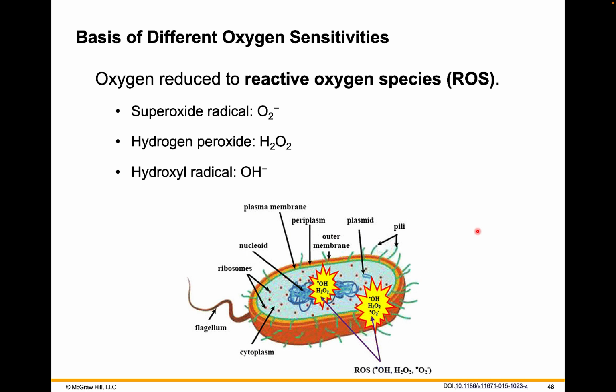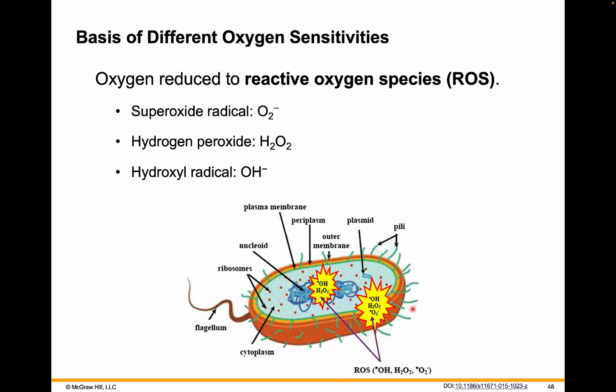So why are these organisms sensitive to oxygen, and how are these reactive oxygen species formed? The first of them is the superoxide radical, O2 minus, with an unpaired electron. Also, from the O2 minus it can form hydrogen peroxide, H2O2, in the cell. This is also very, very toxic to the cell. And the hydroxyl radical, OH minus. These are all very detrimental to the cell.